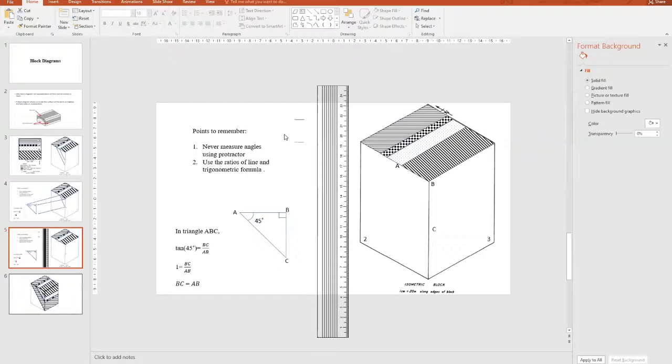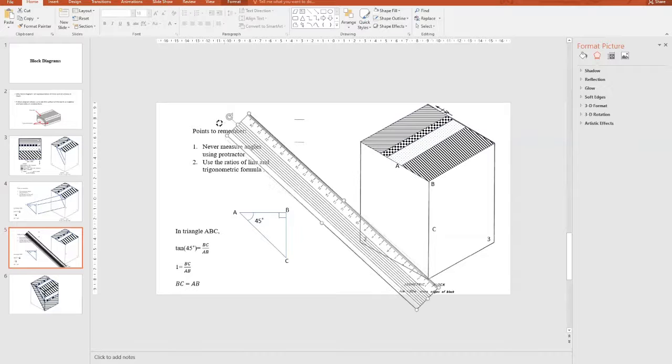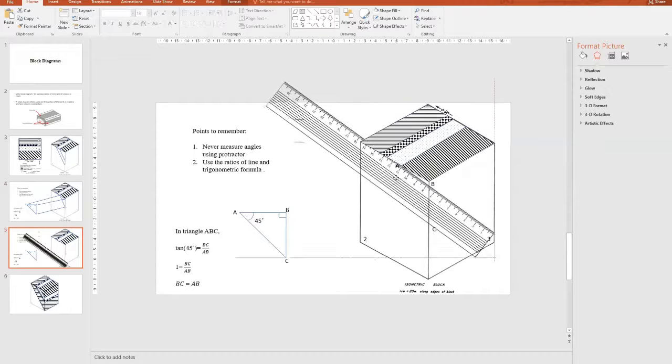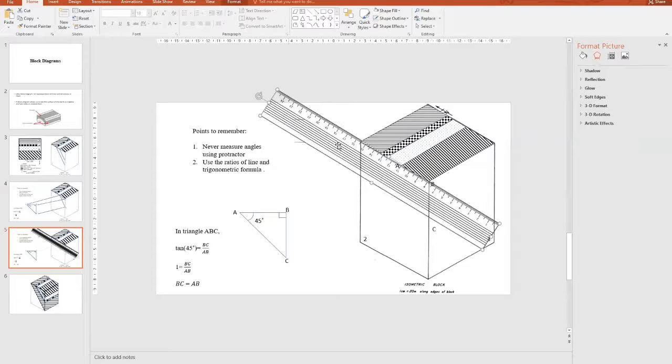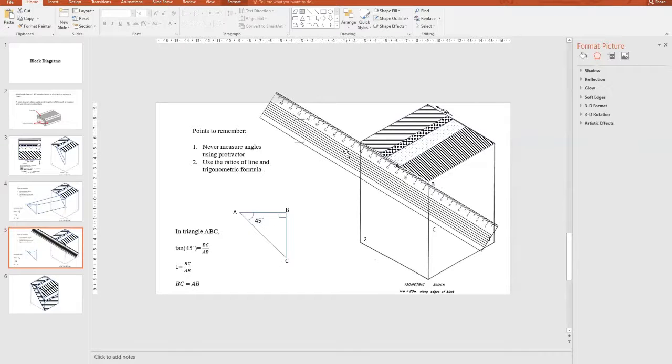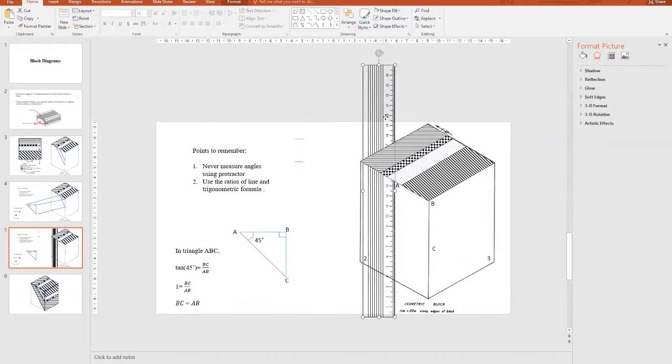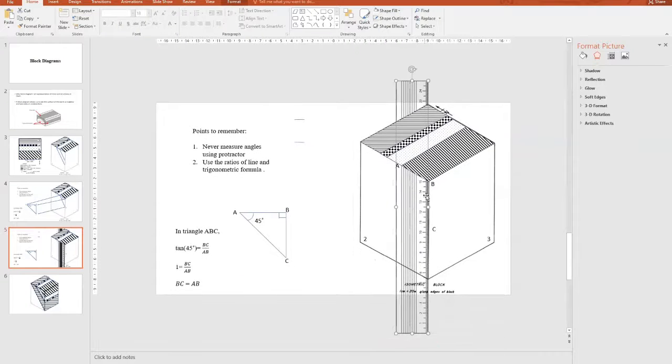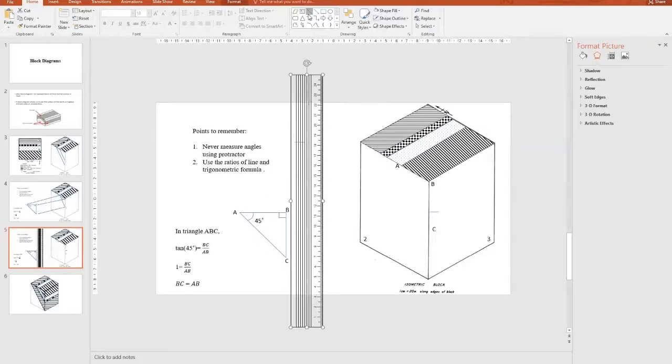How do we measure this line? We can use a scale like this, and we can simply measure line AB, which is shown here as 3 centimeters. We can mark this point 3 centimeters below here using this marker. Now again, using the drawing tool, we can simply draw this line.